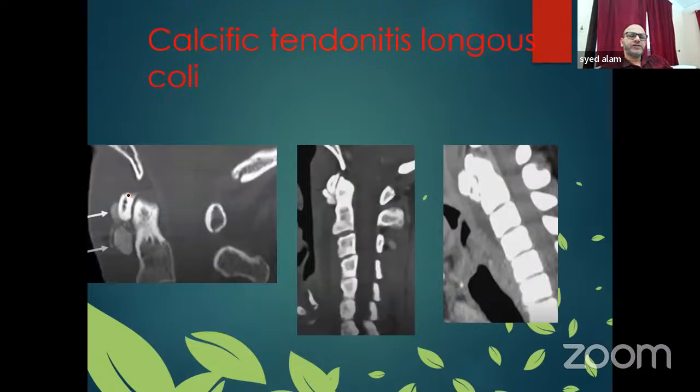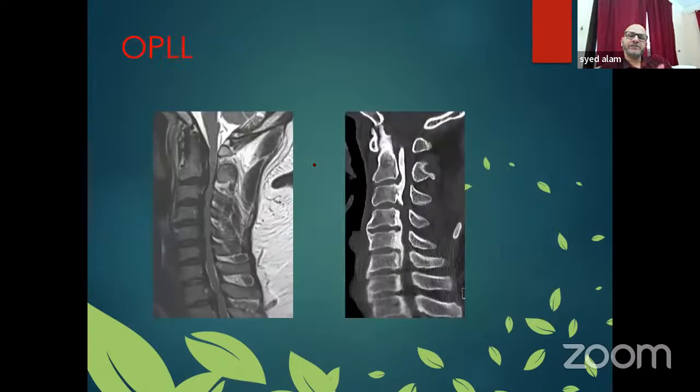This is a very painful condition where there is calcification, or we call it crystals, in the longus colli muscle. This is calcific tendinopathy, tendinitis. Very painful condition. CT is better, because calcification will be picked up by CT scan, not by MRI. That's why CT is better sometimes, not sometimes, many times. And there's another condition where there's calcification of the posterior longitudinal ligament. We call it OPLL, ossification of the posterior longitudinal ligament.